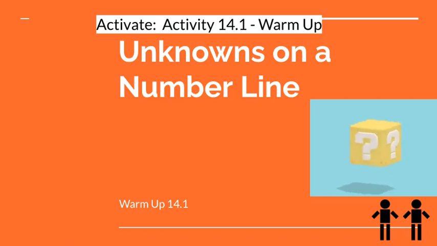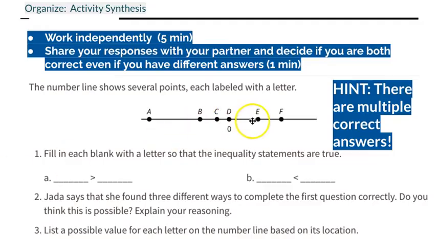All right, so let's use some unknowns with a number line. We've got a few points listed here, and we're going to take a look at these inequality statements and see if we can plug in some stuff. You can actually do lots of things. So if I put B is greater than C, does that work? No, because if we've got D as 0, we can see C is to the right of B, so it actually needs to be flip-flopped.